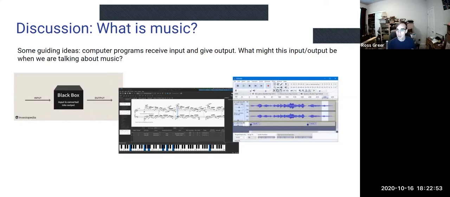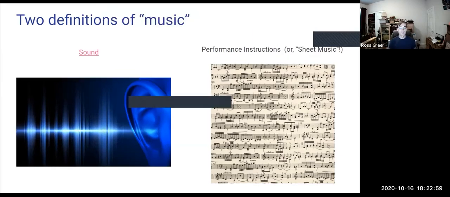So I think we kind of hit on all the main points I wanted to touch on. There's two main definitions of music we'll use when we look at these models. There's music as the sound itself, which is a physical property that we can measure in a microphone. It's the sound waves as they change, the airwaves. And we can also view it as a set of performance instructions, or as we would more readily call it, sheet music. That notation is itself a valid form of music and something that we can generate using artificial intelligence.